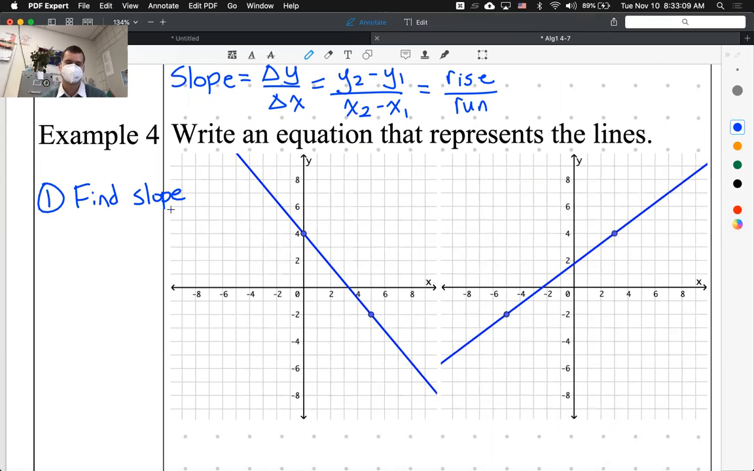Oh no, because you didn't find the slope? Oh, the y-intercept was off? Okay.